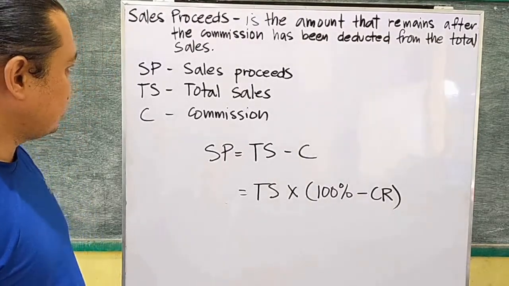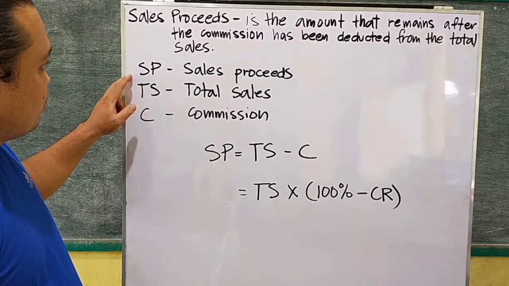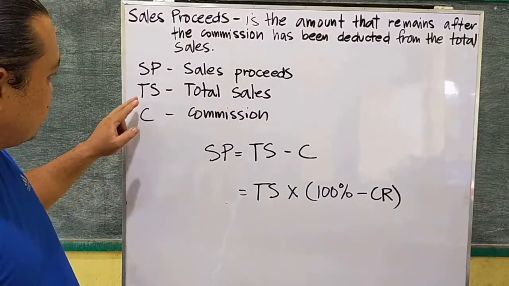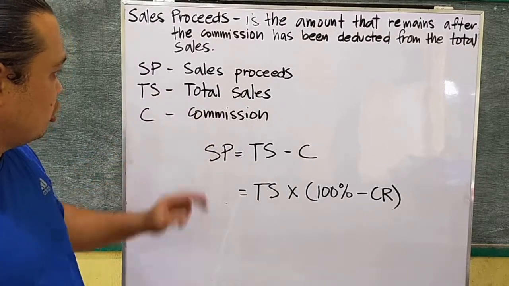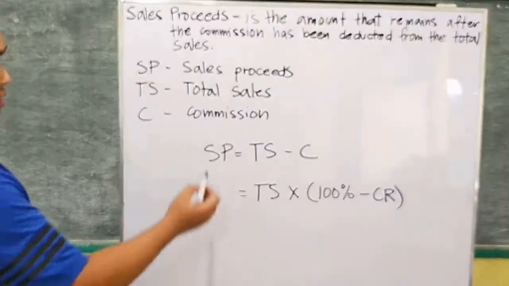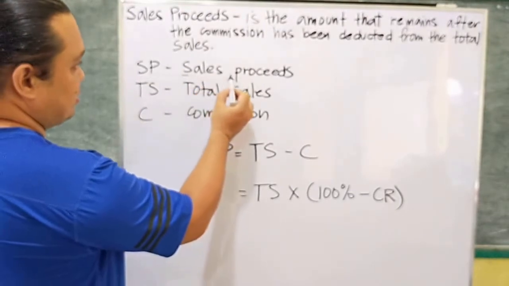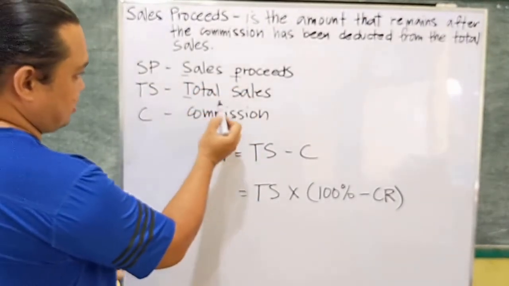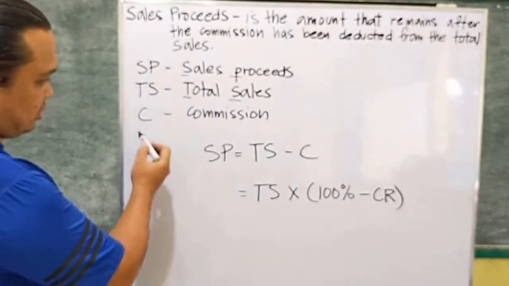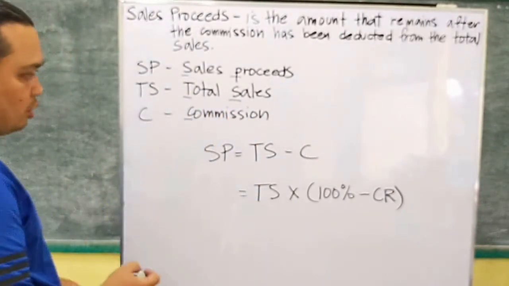Now, SP here stands for sales proceeds, TS for total sales, while C is for commission. SP, we have S here and P, which means sales proceeds. TS, we have T here and S, that's total sales. And C here, C for commission.